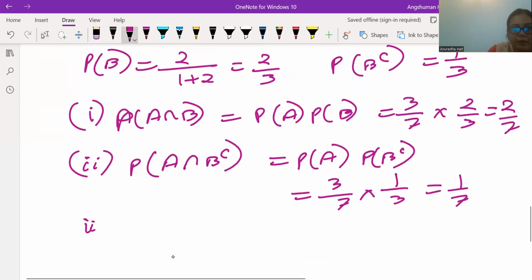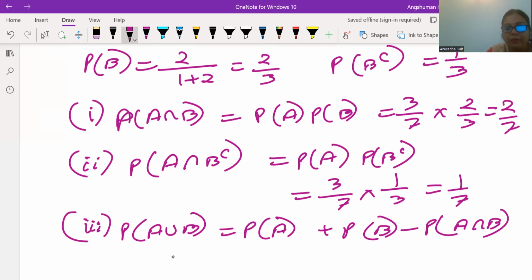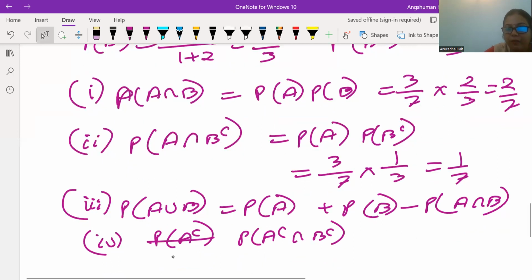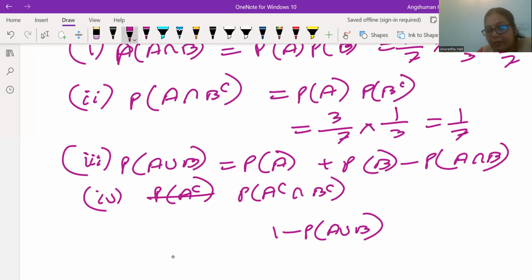The third one, probability of A union B. So what is it? Probability of A plus probability of B minus probability of A intersection B. All the values are given, so you can just put them in and get the answer. And the fourth is none of them. None of them means there are two formulas: A complement intersection B complement. Either use this formula or you can use the formula 1 minus probability of A union B. So these are a few application problems based on laws of probability.